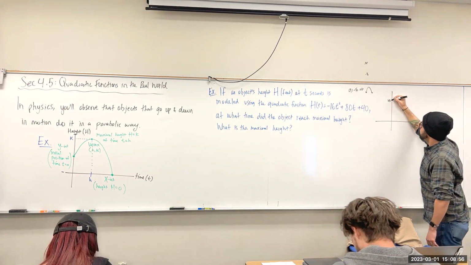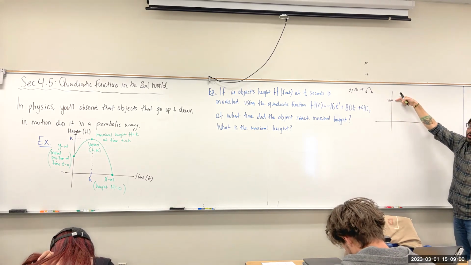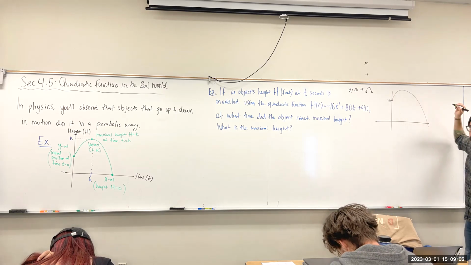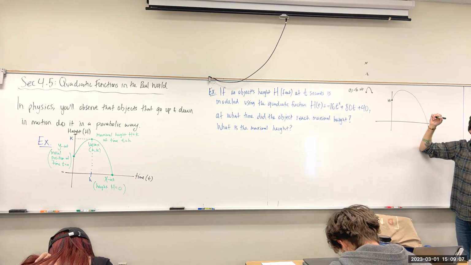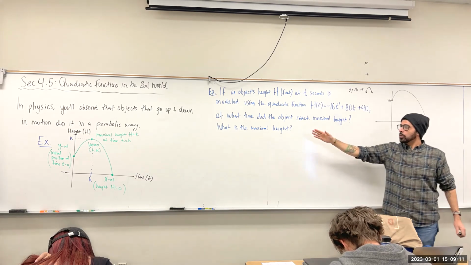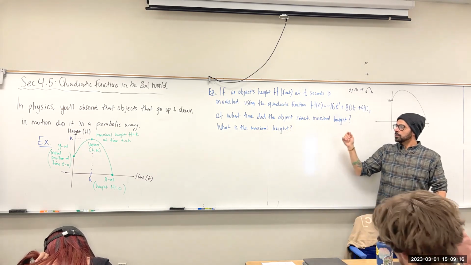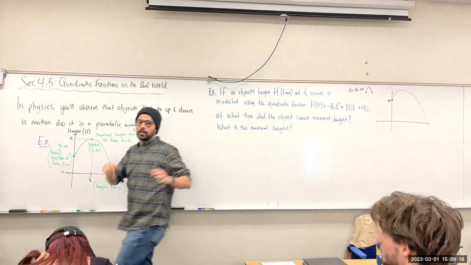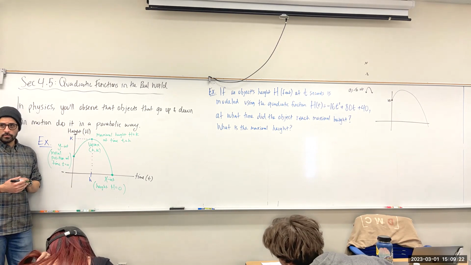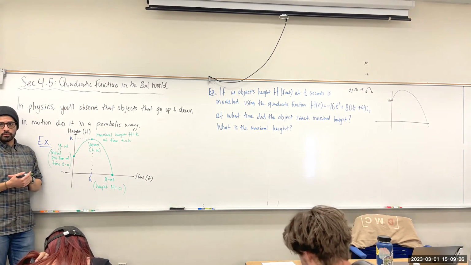Okay, so we know the parabola is facing down, and we know this is the y-intercept. So do you guys see how it's going to have this kind of motion? To answer this question, it says, at what time did the object reach its maximal height? Mathematically, what do we have to find? Do we have to find the y-intercept, the x-intercept, or the vertex? You need to find the coordinates of the vertex to help you answer that question.